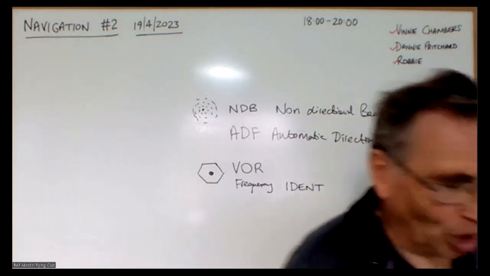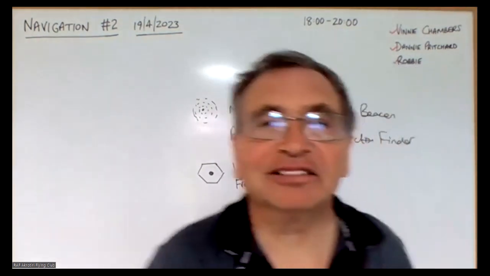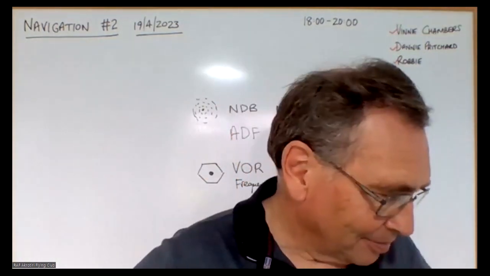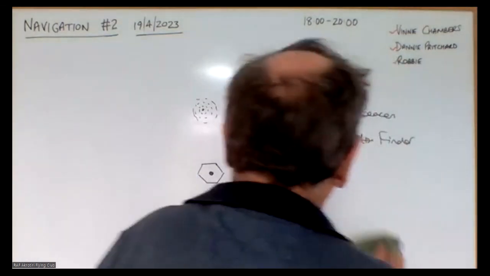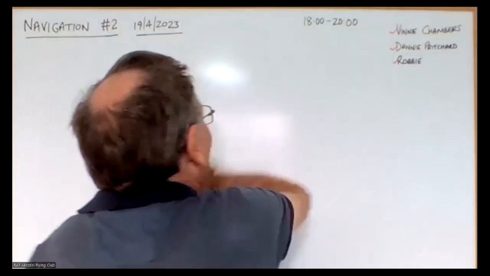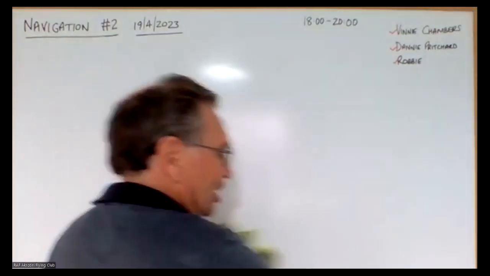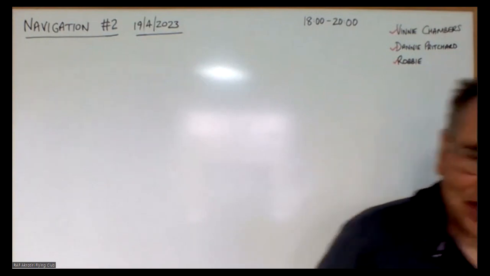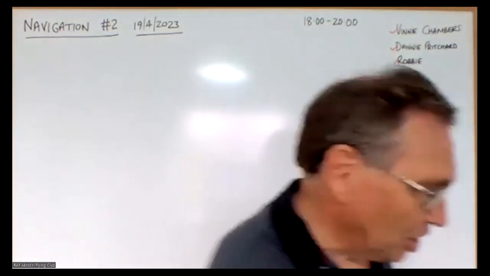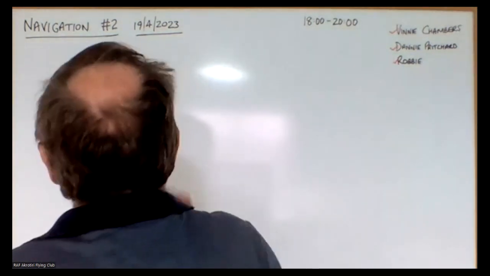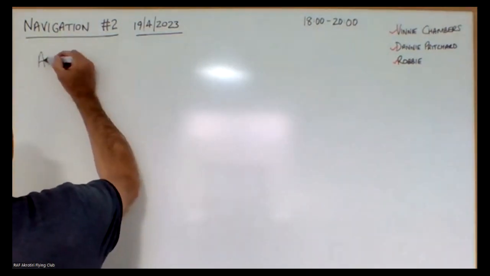VHF omnidirectional receiver. That's a hard one to remember. But don't worry about it at the moment. We're going to talk about it in a lot more depth. We're going to spend about an hour discussing it later on in the course. So at the moment, I'm just pointing out these things on the map. So let's move on to airspace.